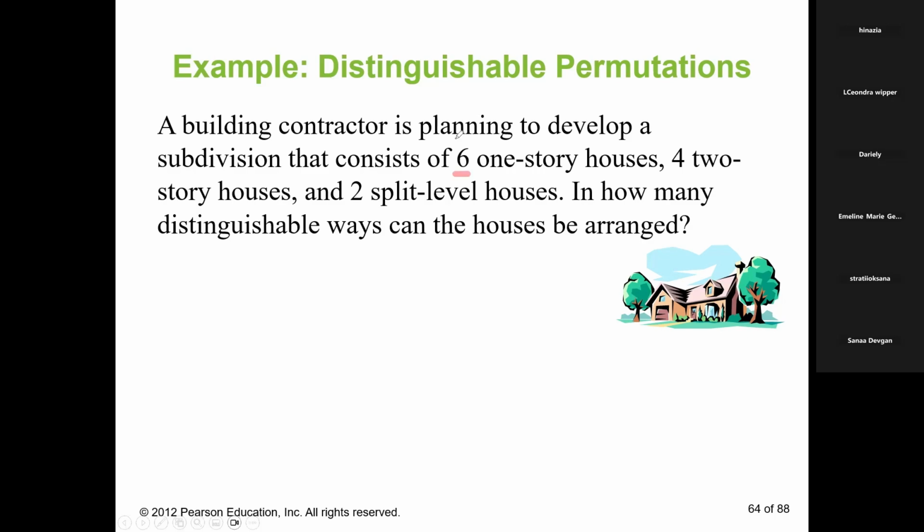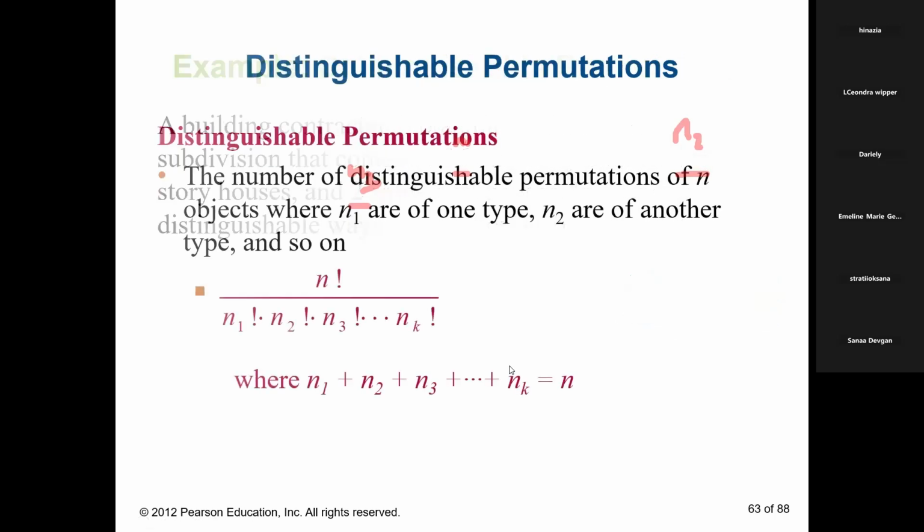This is N1, okay? This is N2, 4. And then this is N3. So can someone tell me, what is the value of N here? N would be the sum of N1, N2, and N3. That's what it is, let me go back to this thing here. See? N1 plus N2 plus N3 will be N.